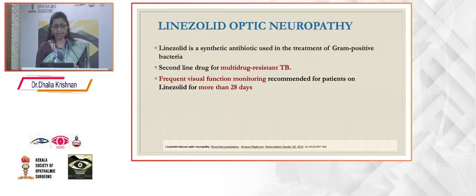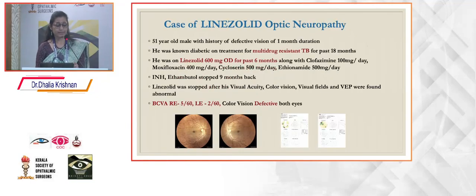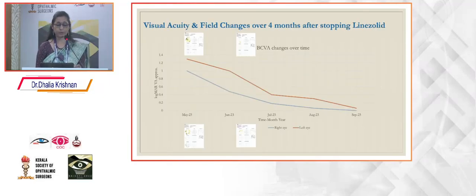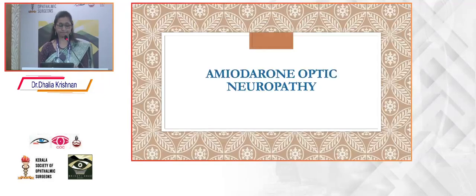Sharing one of my cases: a 51-year-old male patient with a history of defective vision of 1 month duration, a known diabetic, on treatment for multi-drug resistant tuberculosis for the past 18 months, was on linezolid for the past 6 months with other second-line drugs. INH and ethambutol were stopped 9 months back. His visual acuity, color vision and visual fields were found abnormal, so linezolid was stopped. He showed good improvement over 4 months, with the baseline visual acuity achieved after 4 months.